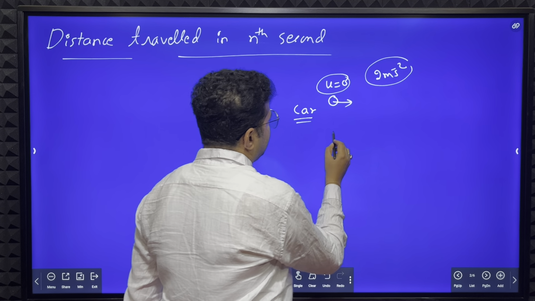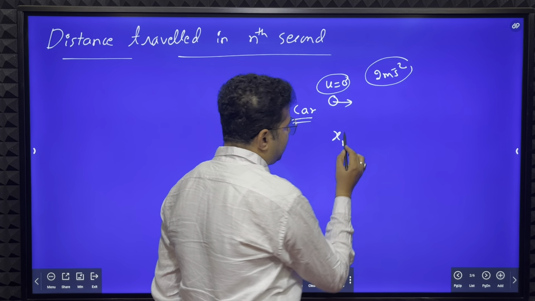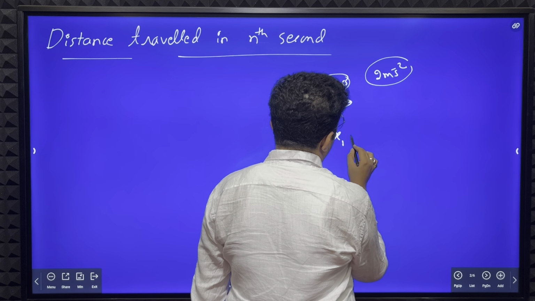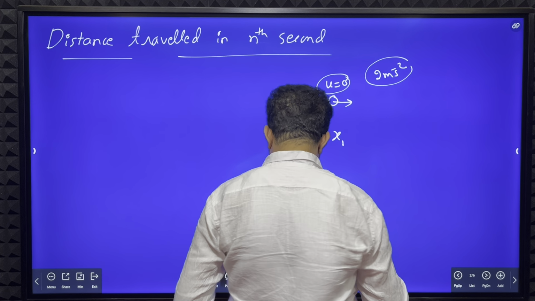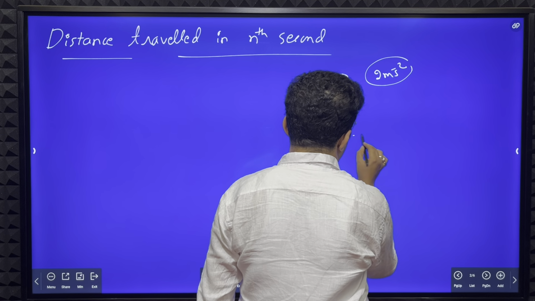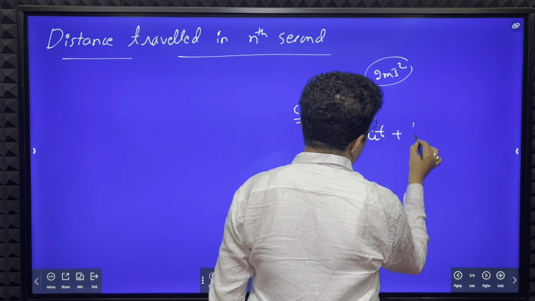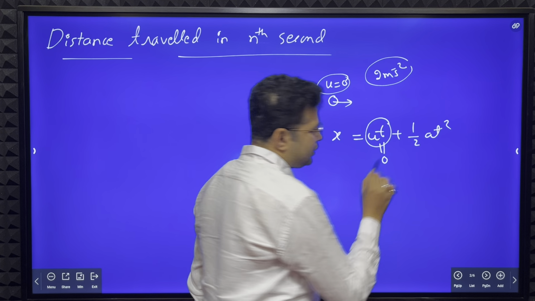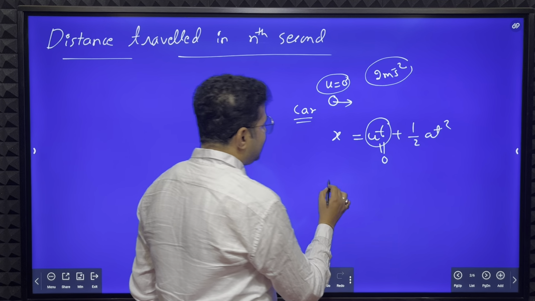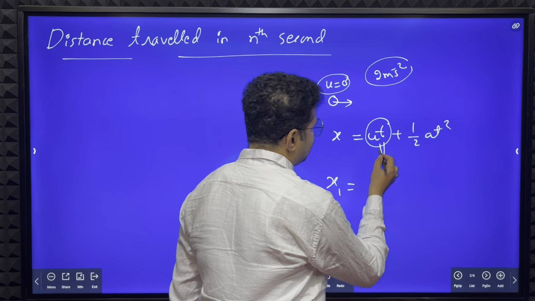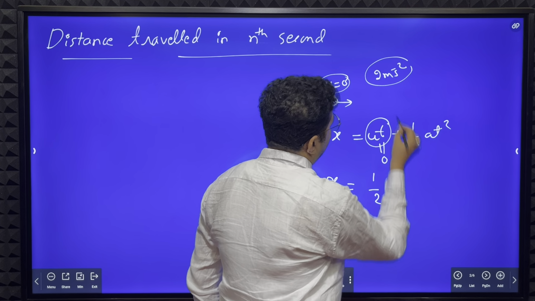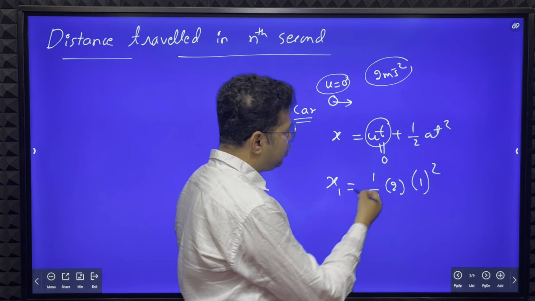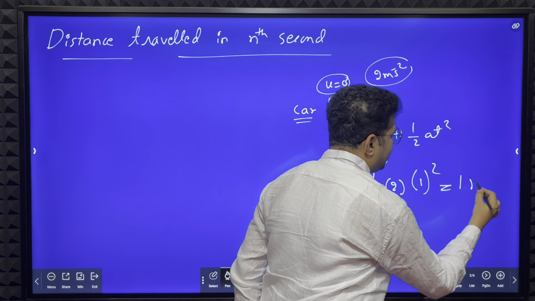Now we will calculate the distance traveled in 1 second. I'll be using the formula x is equal to ut plus half at square. u is equal to 0, so this term is 0. Distance traveled in 1 second means half into acceleration 2 into 1 square. 2 gets cancelled. Distance traveled is 1 meter.